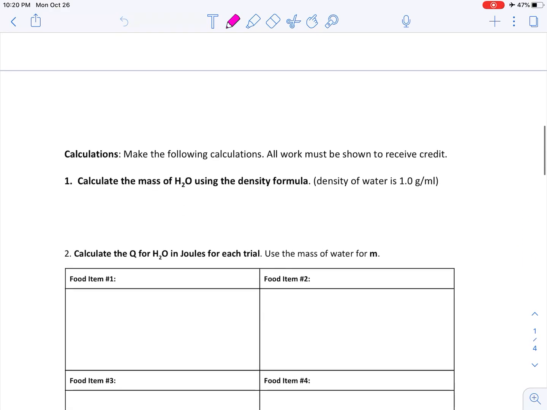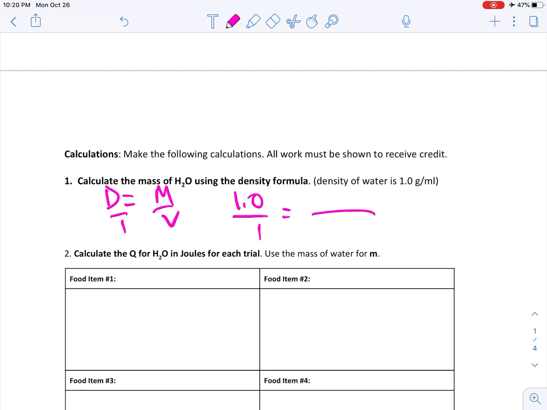All work must be shown to receive credit. Calculate the mass of water using the density formula. So density of water is 1.0 gram per milliliter. So density equals mass over volume. We know that the density of water is 1. Put it over 1 if you'd like.